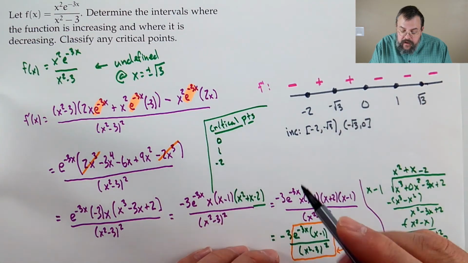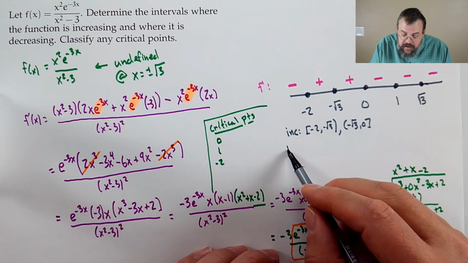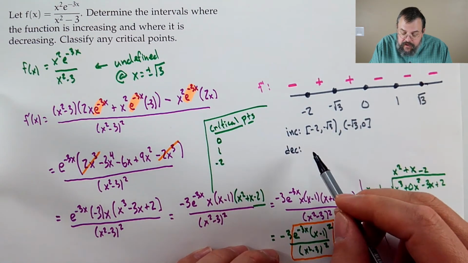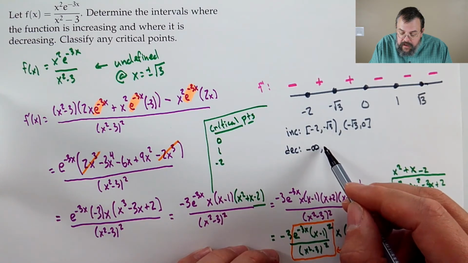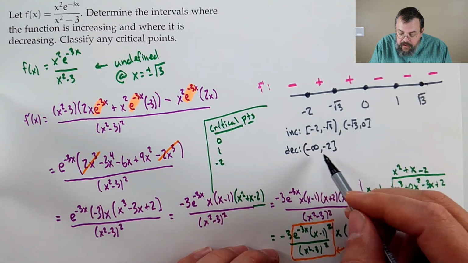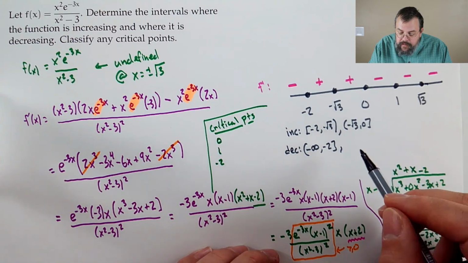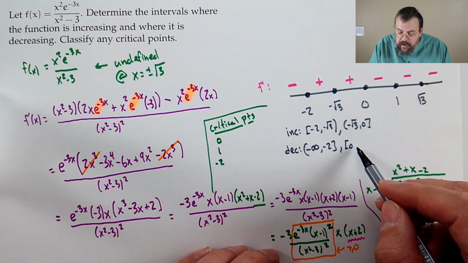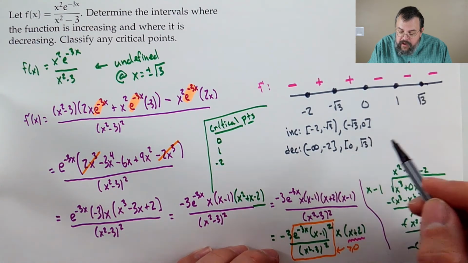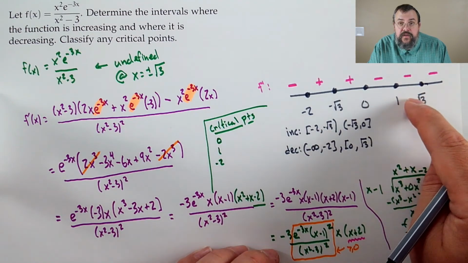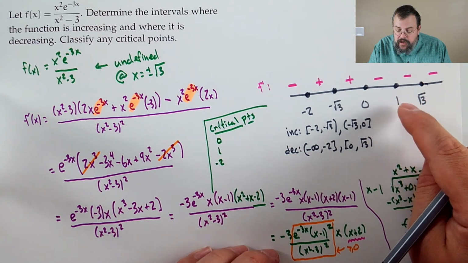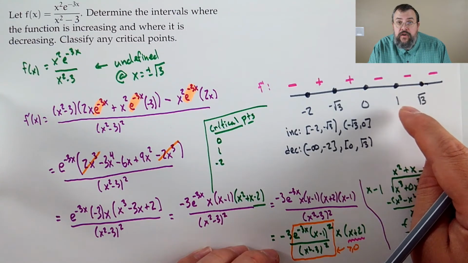And that's it. Okay, so where are we decreasing? Well, we're decreasing from minus infinity up to minus 2, and then from 0 all the way up to root 3. Now here we can merge these intervals together because 1 is a repeated root.